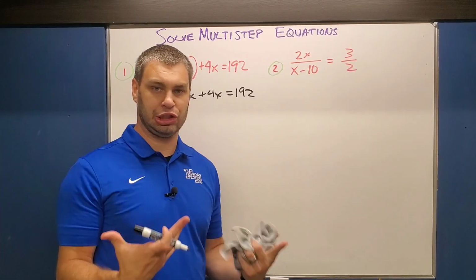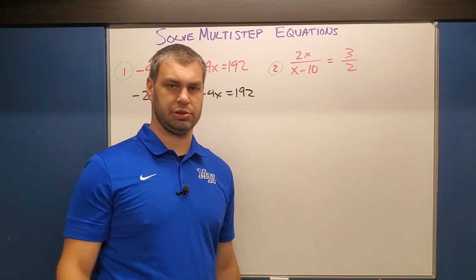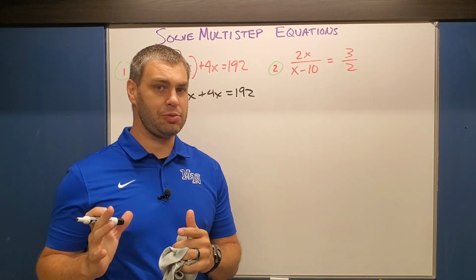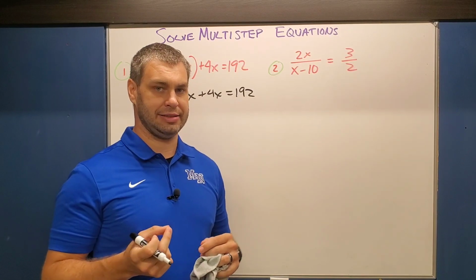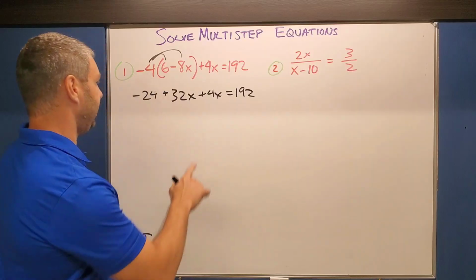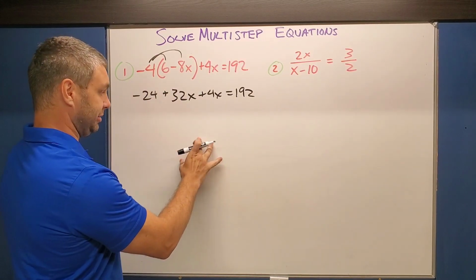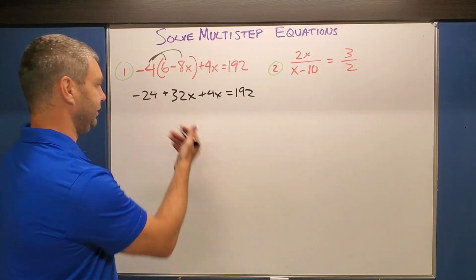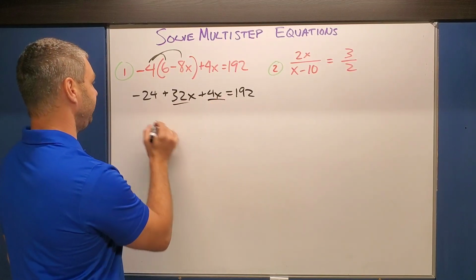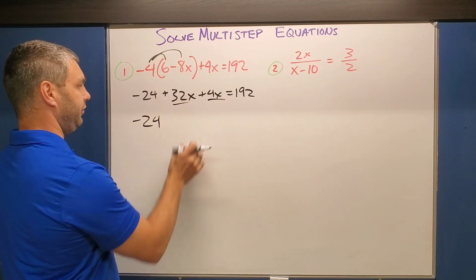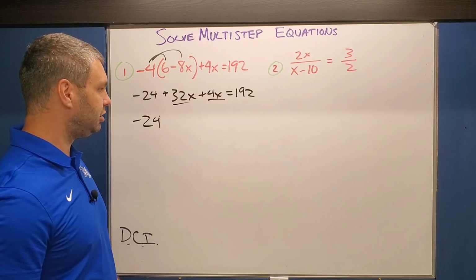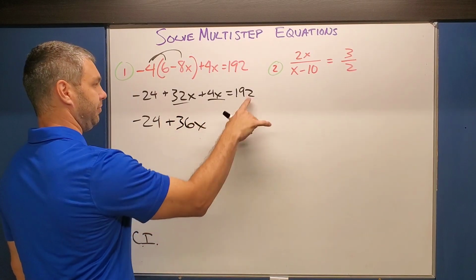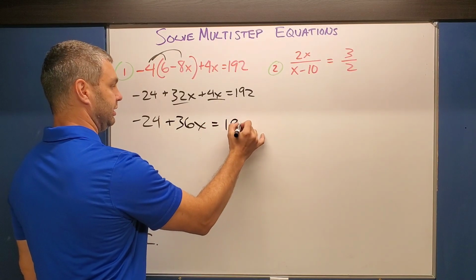Are there any like terms that I can combine? Remember your rules for like terms? You can only combine things if they're on the same side of the equal sign, as well as if they are the same variables with the same exponents. If you didn't learn the exponents part, that's probably okay. These are the only ones with x's, so we're going to put those together. This says -24 now, and if I can combine these two, what is 32x plus 4x? 36x. Okay, again, bring down the rest equals 192.